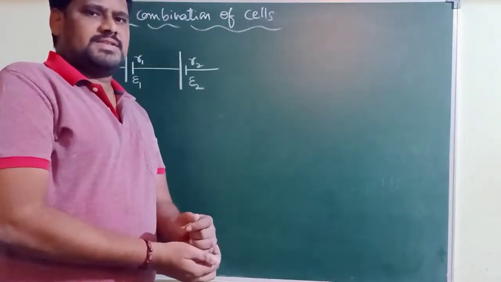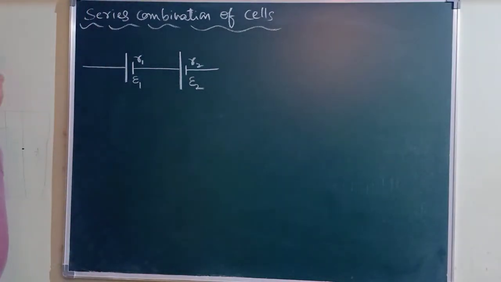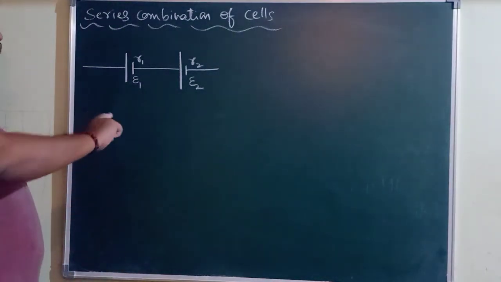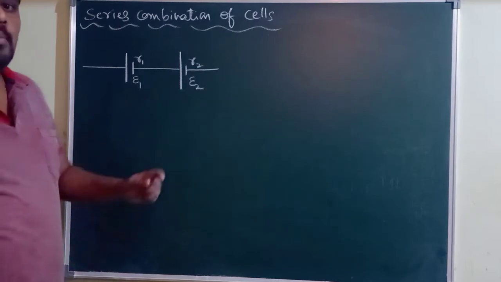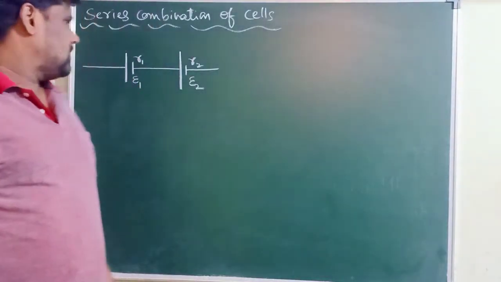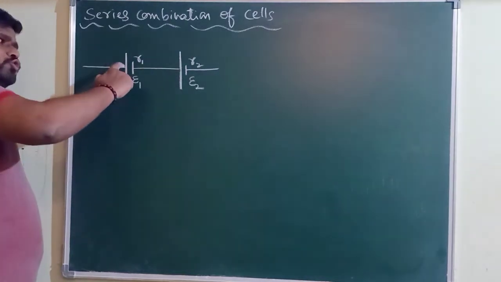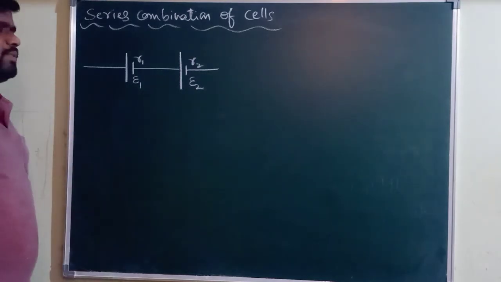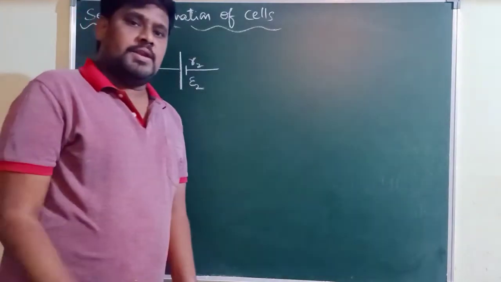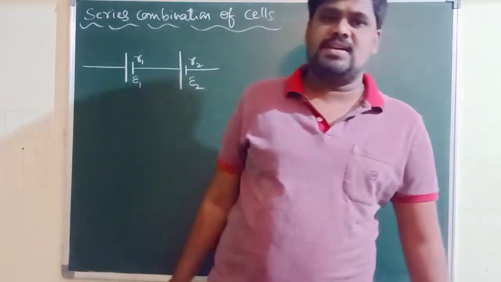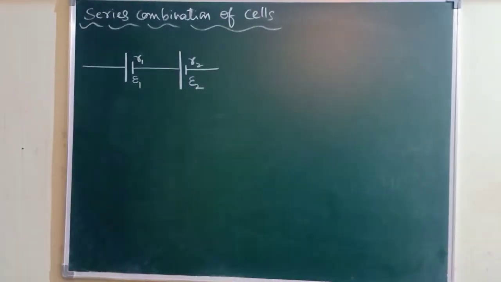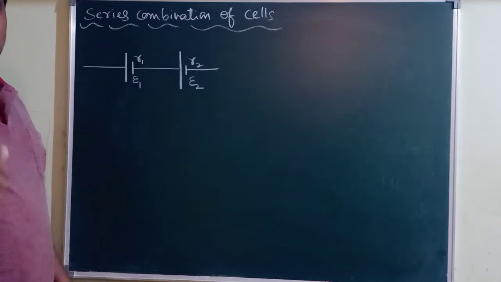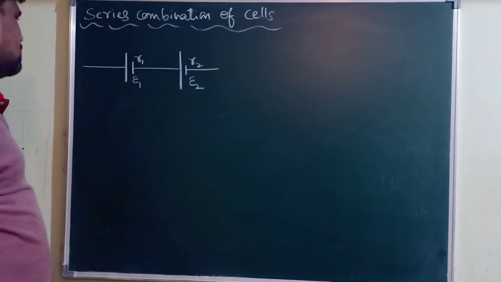When are a number of cells said to be connected in series? The condition for series combination of cells is that the negative terminal of one cell should be connected to the positive terminal of the other, or else the positive terminal of one cell should be connected to the negative terminal of another cell. Such a combination is called series combination. When cells are connected in series, the current drawn by each cell will be the same. All the cells provide the same current to the external circuit.